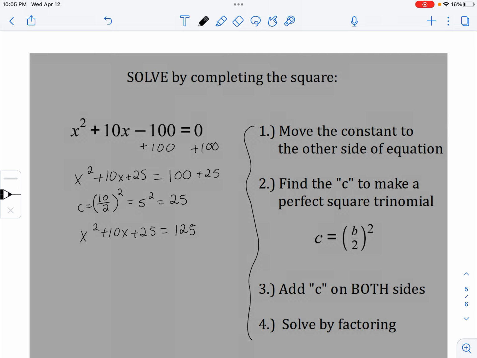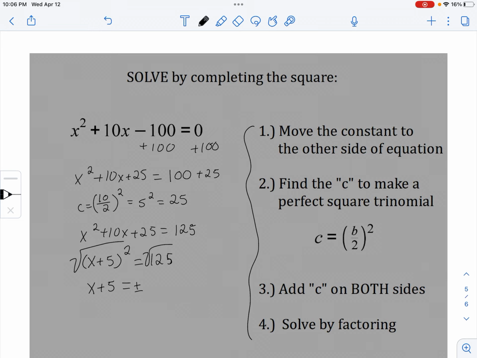Okay, so this I know is a perfect square. It's going to be x, and since they're both plus, whatever the square root of 25 is, which is 5, so that's x plus 5 squared is equal to 125. Okay, now to isolate x, first we have to take the square root of both sides. That's going to leave us with x plus 5 is equal to plus or minus the square root of 125.